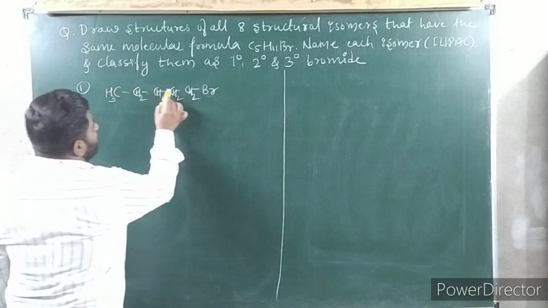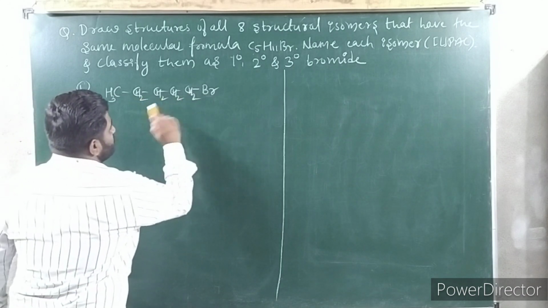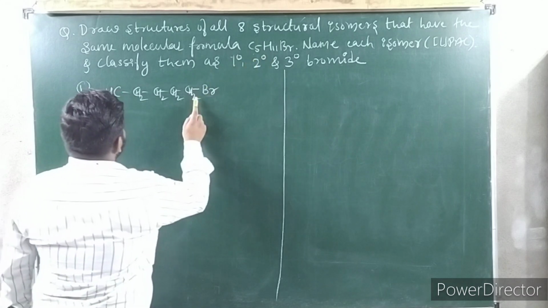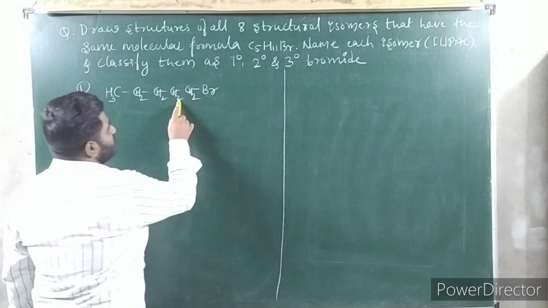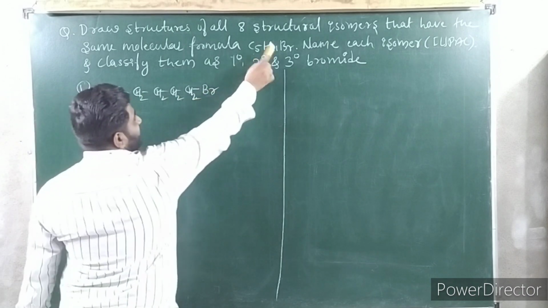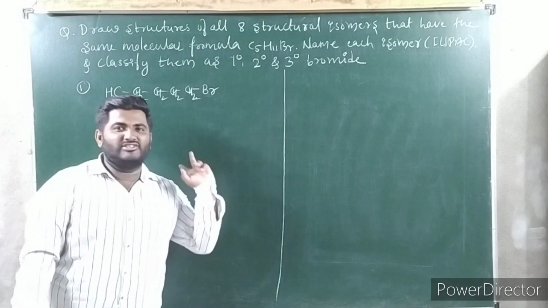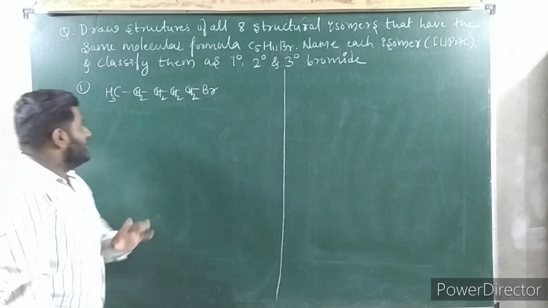Check it. 1, 2, 3, 4, 5. 5 carbons. 3 plus 2 plus 2 plus 2 plus 2. 6, 8, and 9. 9 hydrogen. 3 plus 2, 5. 5 plus 2, 7. 7 plus 2, 9. 9 plus 2, 11 hydrogen. Yes. 1 Br. Yes. Molecular formula is satisfied. So it may be a structural isomer. Correct or not? Yes. Next.